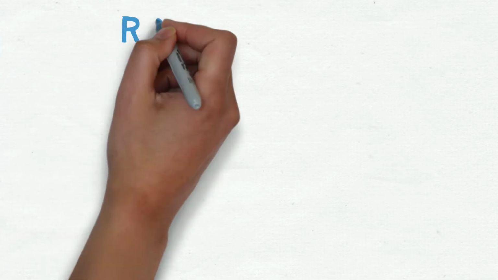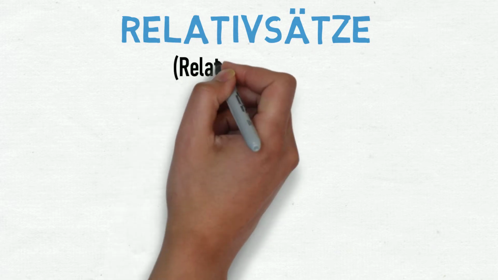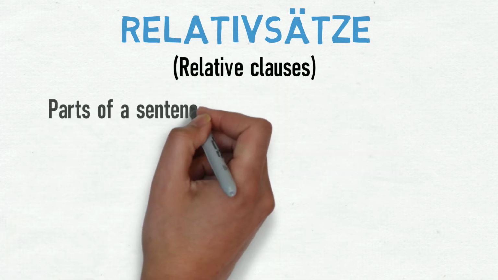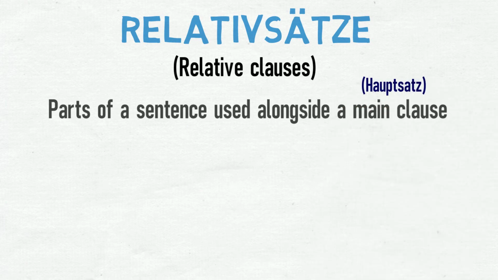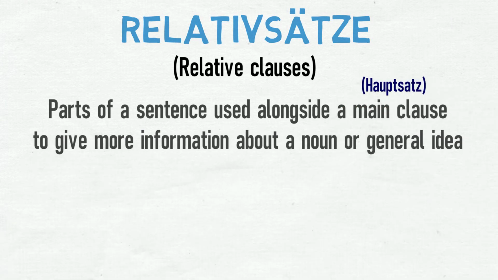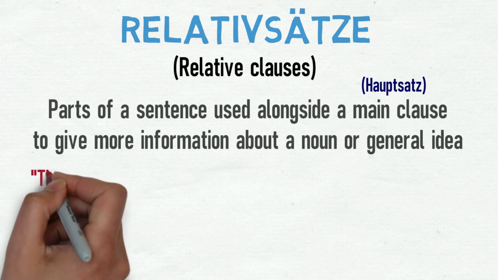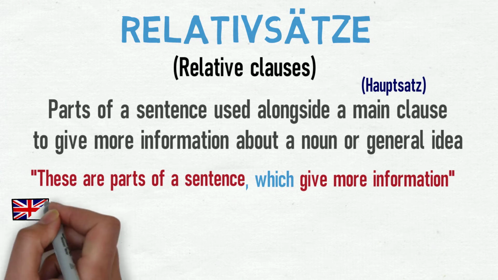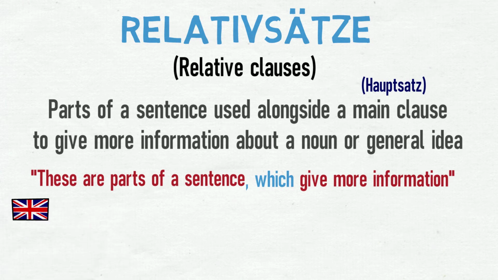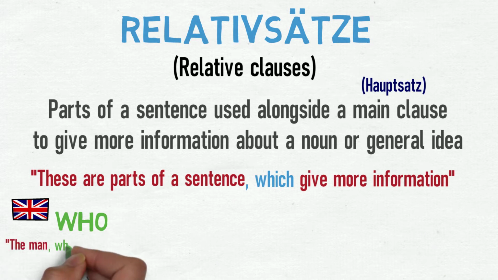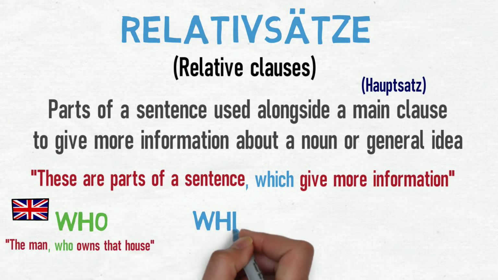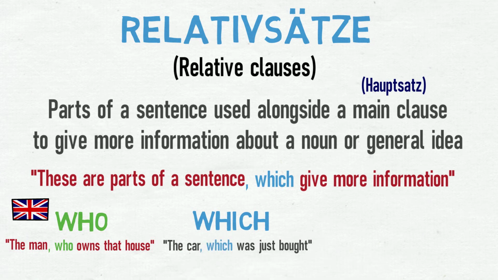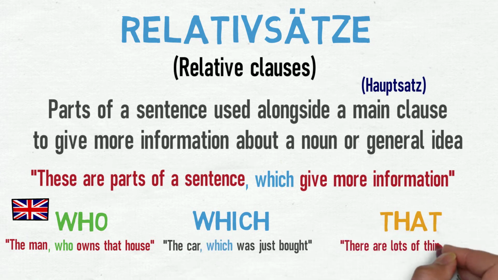In this 4-part series, we will look at what are called relative clauses. These are parts of a sentence used alongside the main clause or Hauptsatz, which give more information about a noun or a general idea. I actually used one right then. These are parts of a sentence which give more information. In English, we often see relative clauses with one of the following 3 words. Who, for example, the man who owns that house. Which, the car which was just bought. And that. There are lots of things that you need to know. We can also use prepositions with relative clauses, though these will be discussed in the next few lessons.